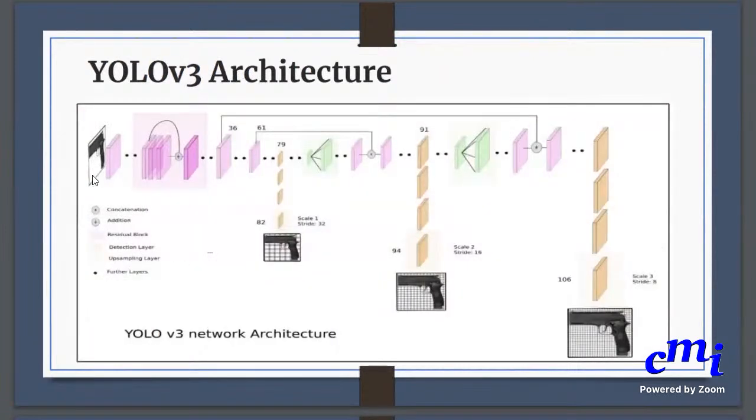So this is the YOLO v3 architecture. You see that this is an input image, and when you pass it on to the network, there are a total of 106 layers. These pink ones are the convolution layers, green are the max pooling layers, and these yellow ones are the flattening layers. So that is how the YOLO architecture is built, with 106 layers.